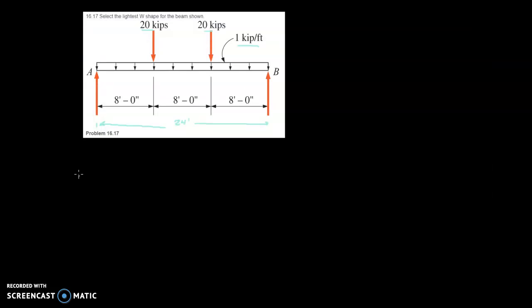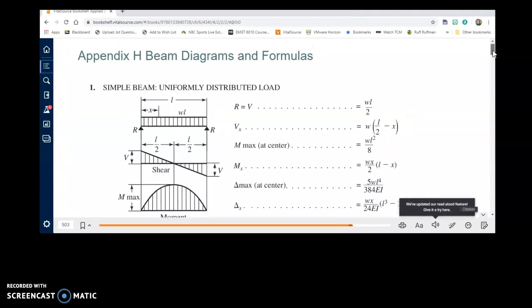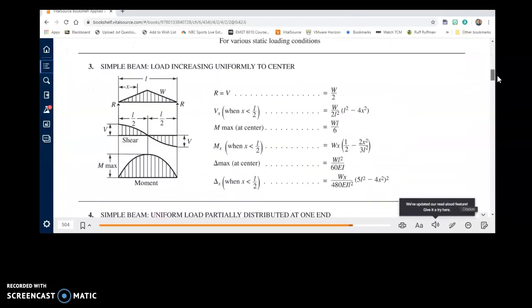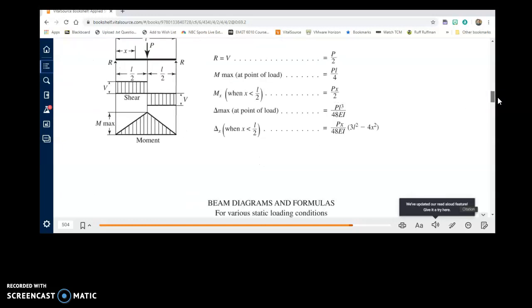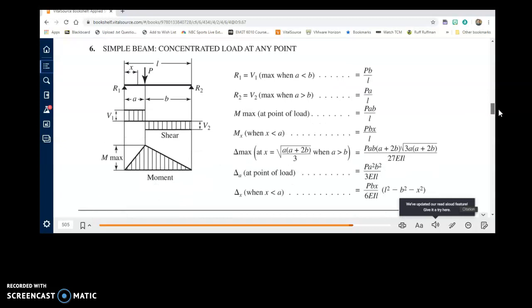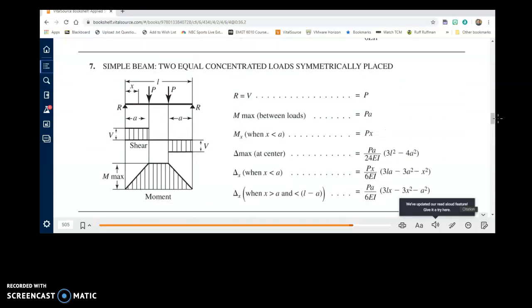So our moment is going to be WL squared over 8 plus we've got the moment caused by the two concentrated loads, the two point loads. So we've got to refer to the appendix and see if there's a situation that corresponds with that. There's one point load at midspan. There's another point load offset. Aha, here we go. Two equal concentrated loads symmetrically placed. So the distance A is 8 feet, and the magnitude of the load is P.